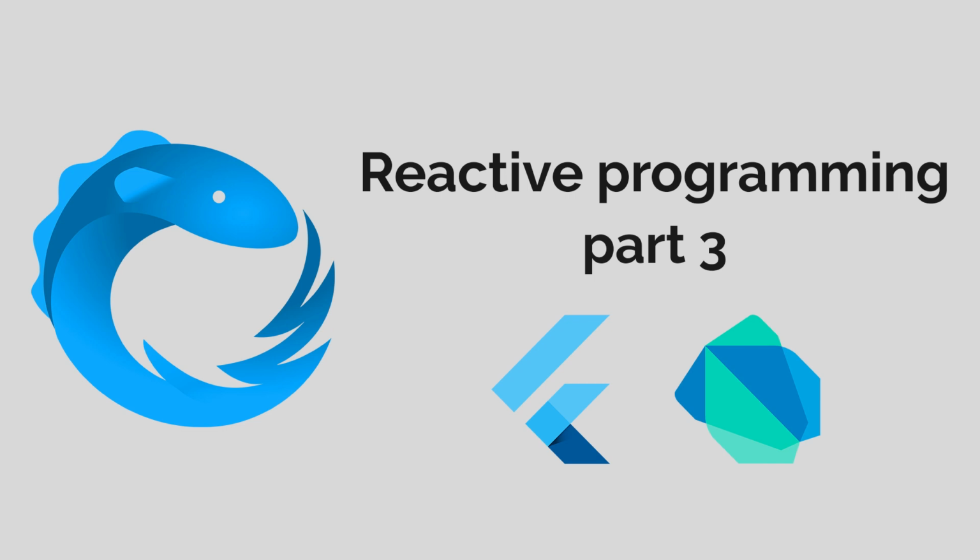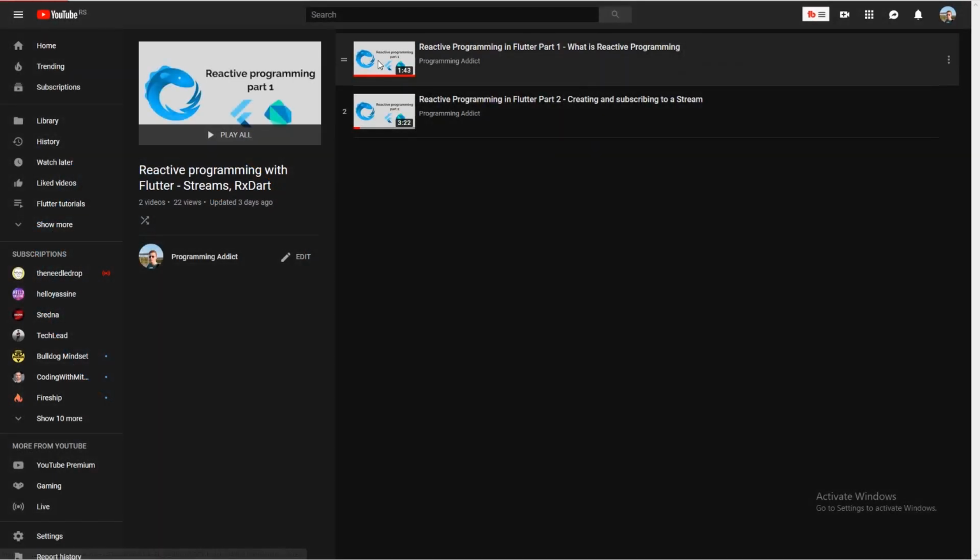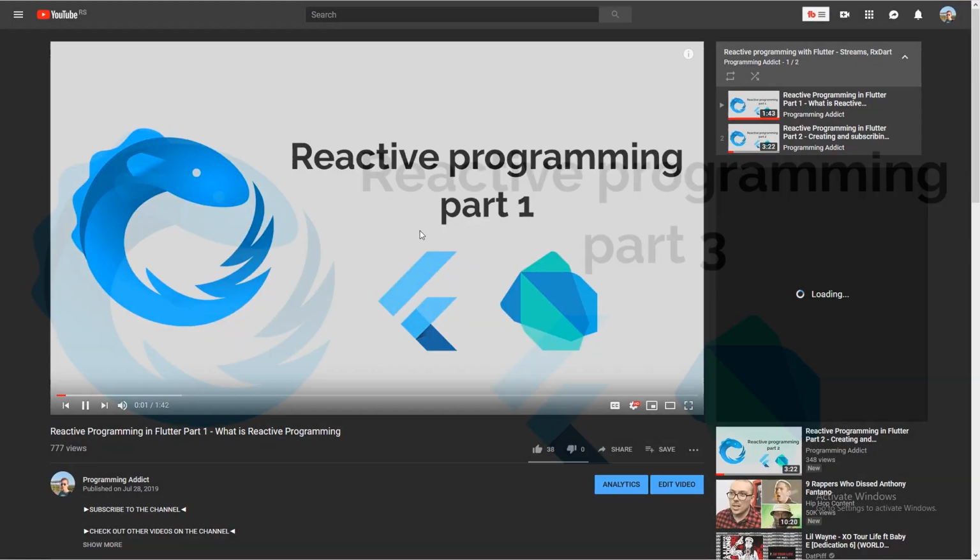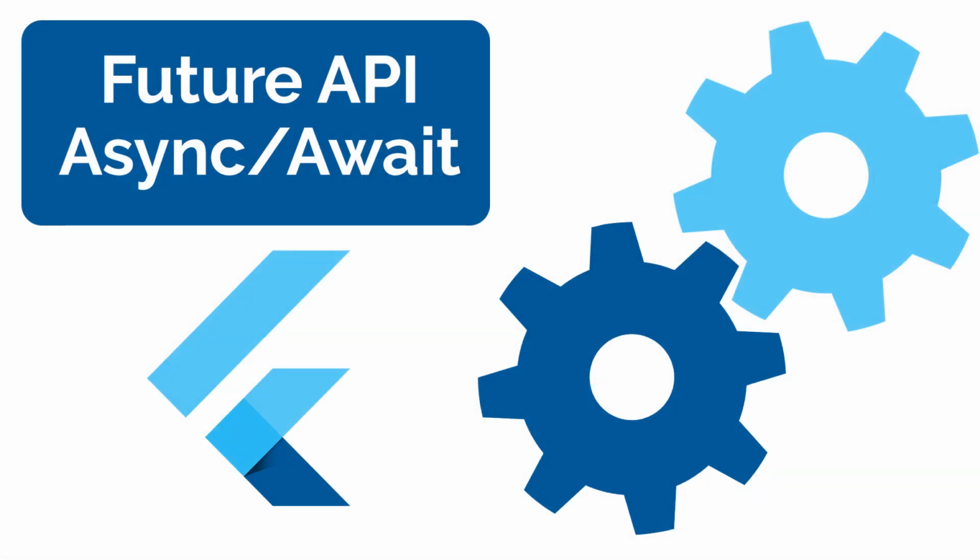This is the third part in the series on reactive programming in Dart and Flutter. In this video, we'll look at some methods and properties that will help us to extract some data from our streams. If you didn't watch the first two parts of this series, you should definitely watch that, and you should also watch my video on futures, because they will come up in this video.